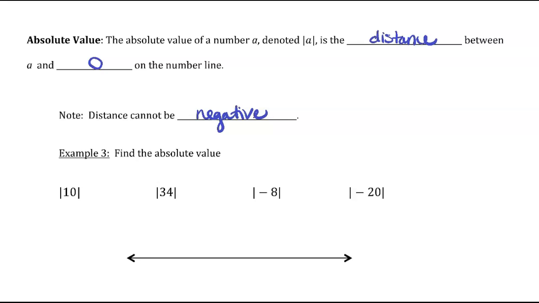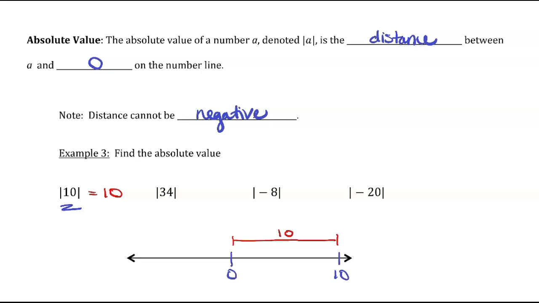So let's do some examples. The absolute value of 10 is the distance from 10 to 0. Well, if 10 is over there, how far away from 0 is 10? How many units from 0 is 10? This is the distance of 10. We'd have to go 10 units to the right to get from 0 to 10. The absolute value of 10 is 10.